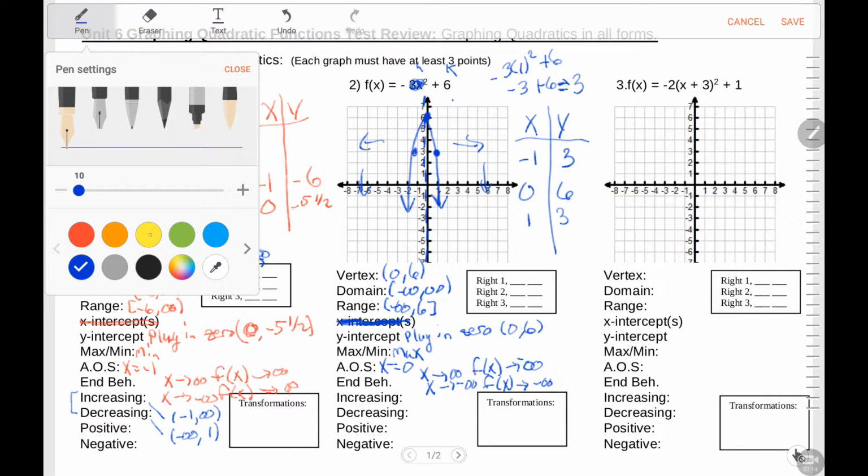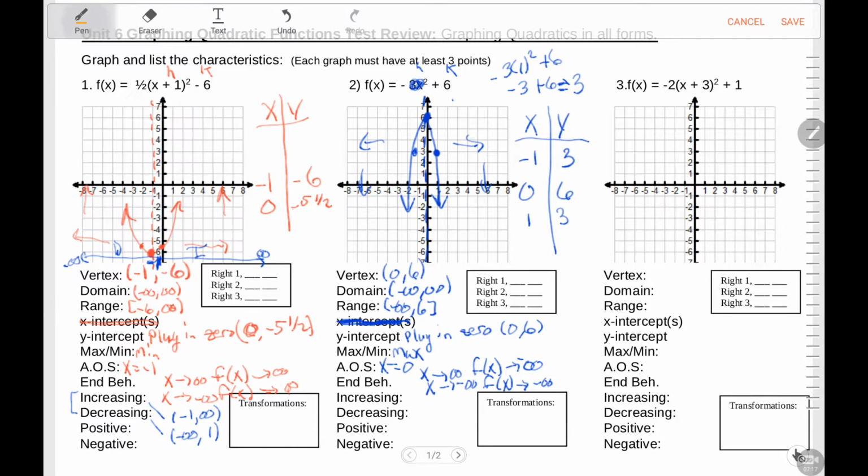And then do the trick for your increasing and decreasing. Draw your little number line, -infinity to +infinity. You've got your axis of symmetry here, which is 0. On this side, it is increasing. On this side, it is decreasing. So it's increasing from -infinity to 0. It is decreasing from 0 to +infinity, sorry.